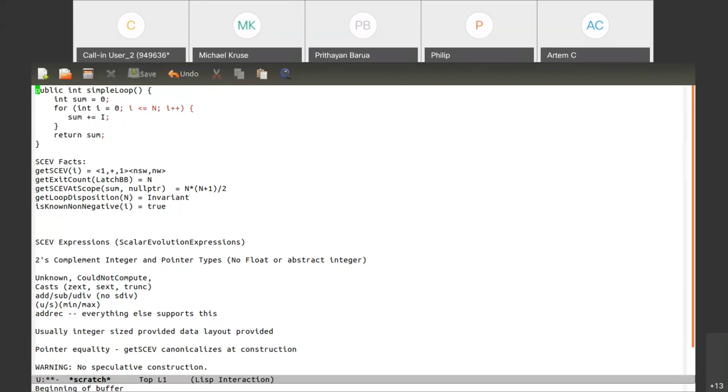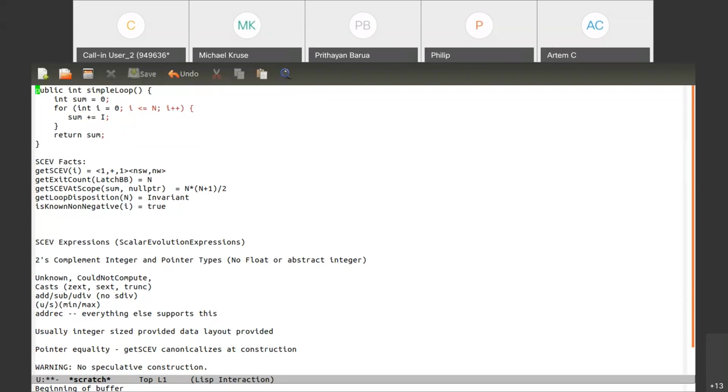SCEV is a layer that is built on top of the LLVM loop info infrastructure. So everything that you know about loops continues to apply. SCEV is simply a way to, given a loop and a particular value for an induction variable, ask properties of that induction variable in a transformation that wants to do some form of loop transformation.